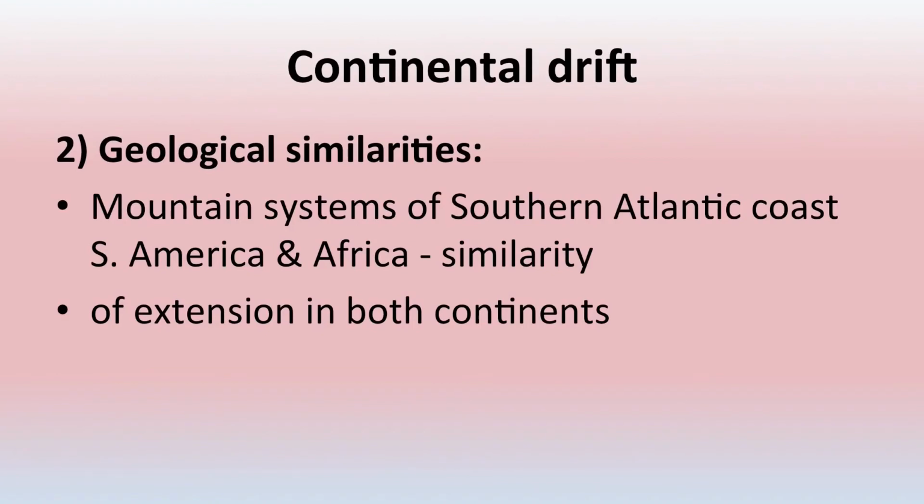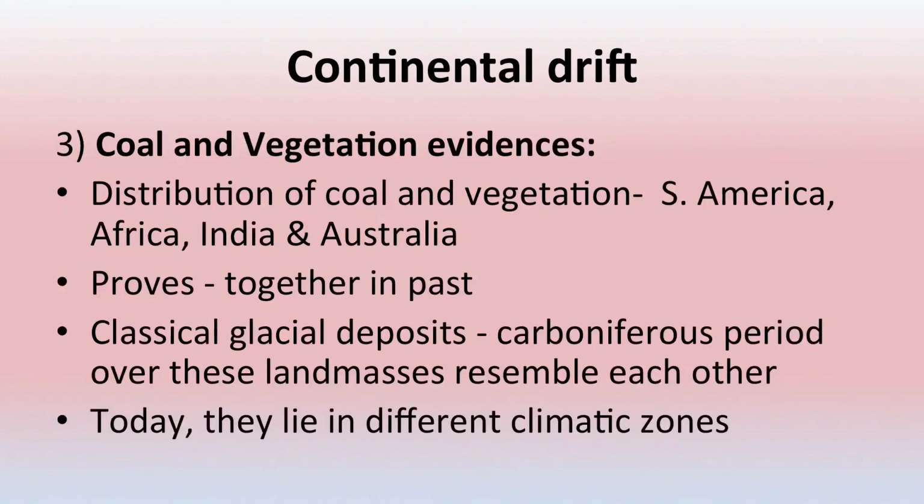The mountain systems on the southern Atlantic Ocean coasts of South America and Africa can be found to be similar, with extensions in both continents. The third evidence is coal and vegetation. The distribution of coal and vegetation in South America, Africa, India and Australia can be found to be somewhat similar. It proves that they were together in the past.